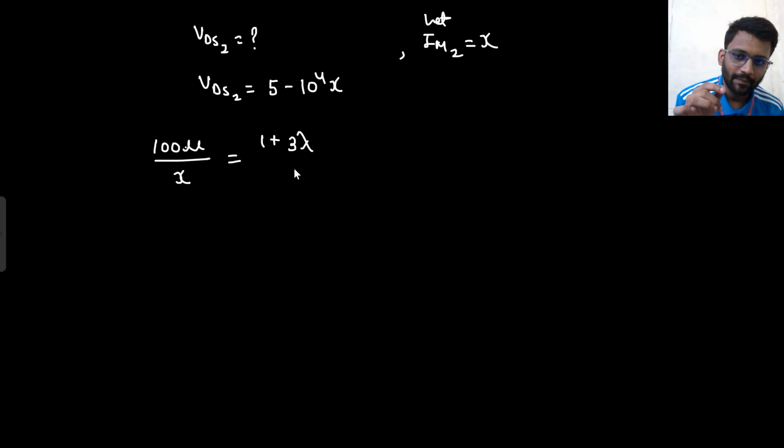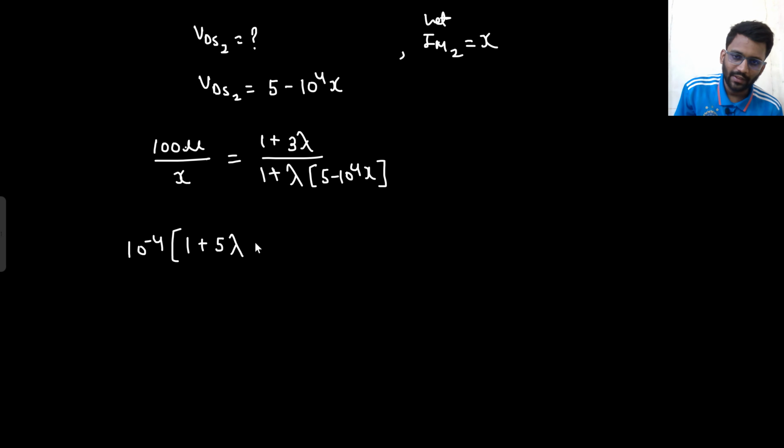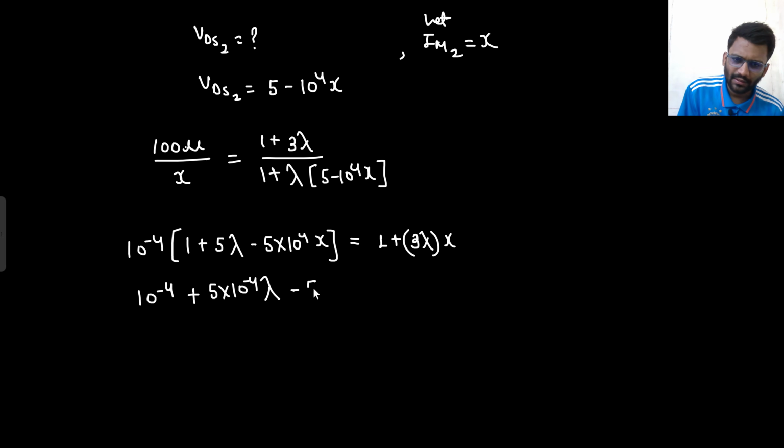That will be equal to 1 plus 3 lambda divided by 1 plus lambda into 5 minus 10 to the power 4x. Well and good. So this would be 10 to the power minus 4, multiplied with 1 plus 5 lambda minus 5 into 10 to the power 4x, over 1 plus 3 lambda into x. Now I can put the value of lambda as well, or I should put it later on. I will put it later on. Forget about it. So 10 to the power minus 4 plus 5 into 10 to the power minus 4 lambda minus 5x, over 1 plus 3 lambda x.